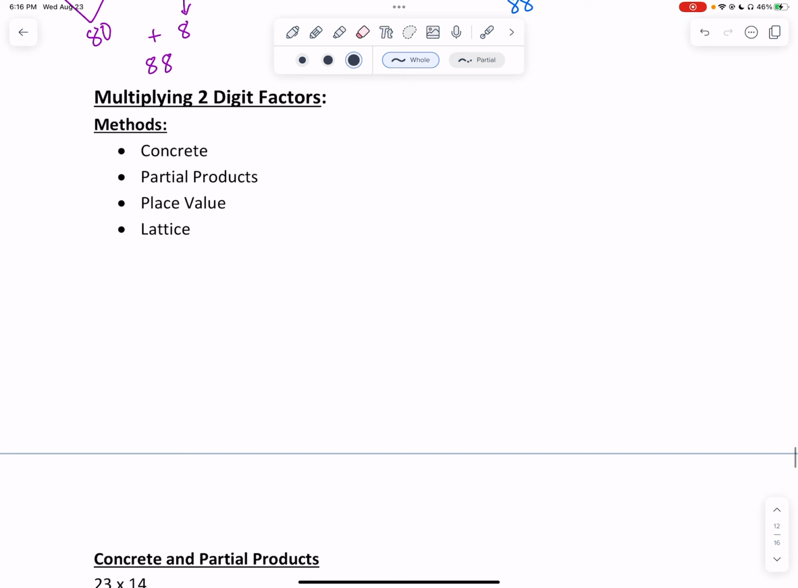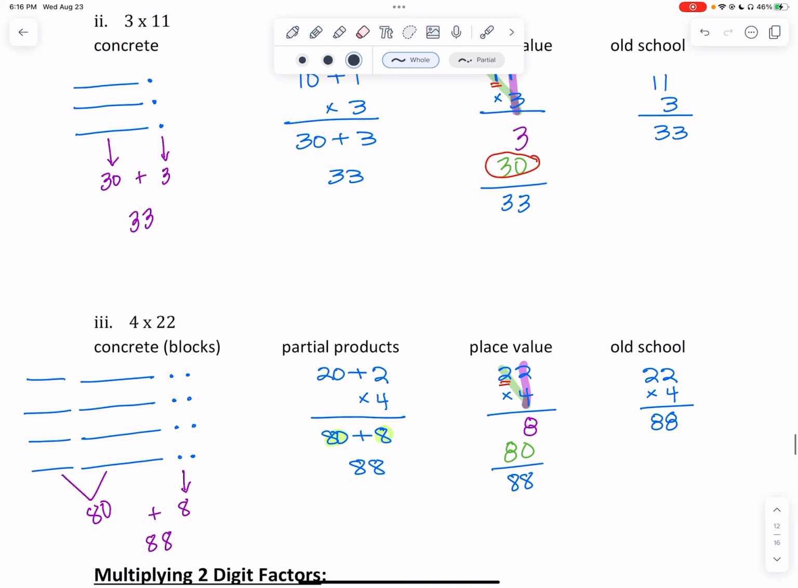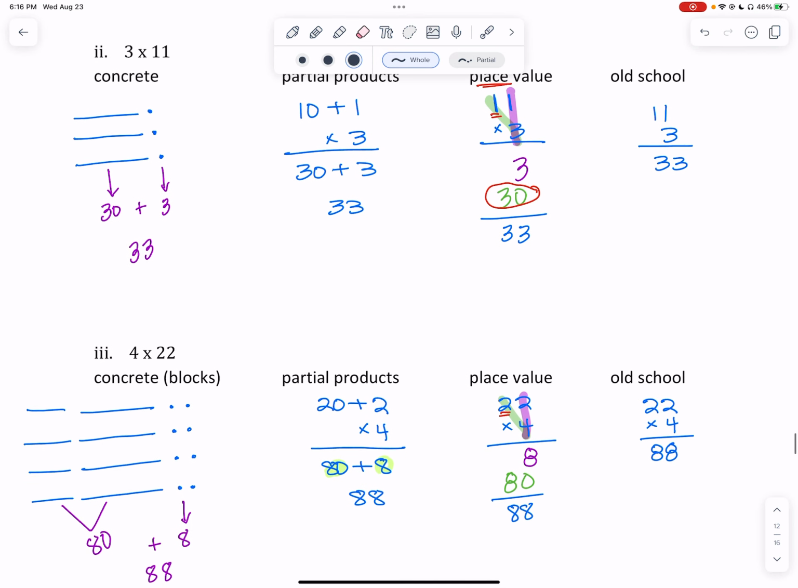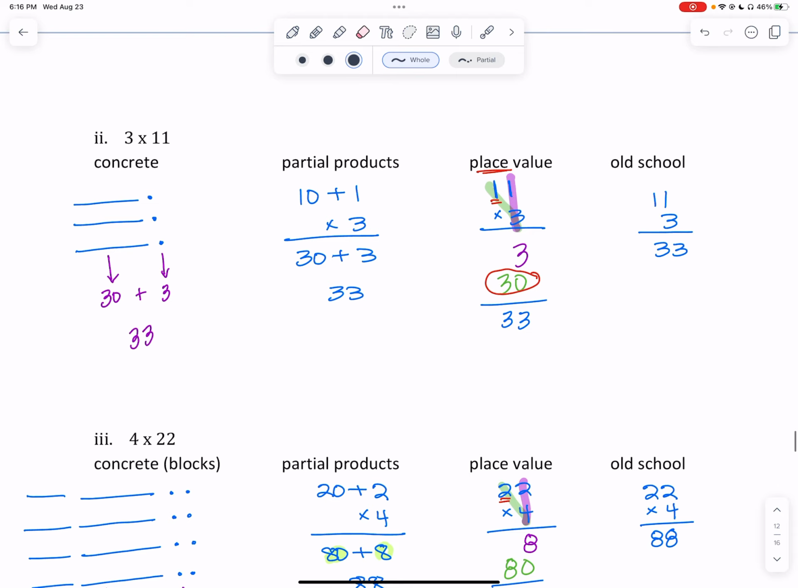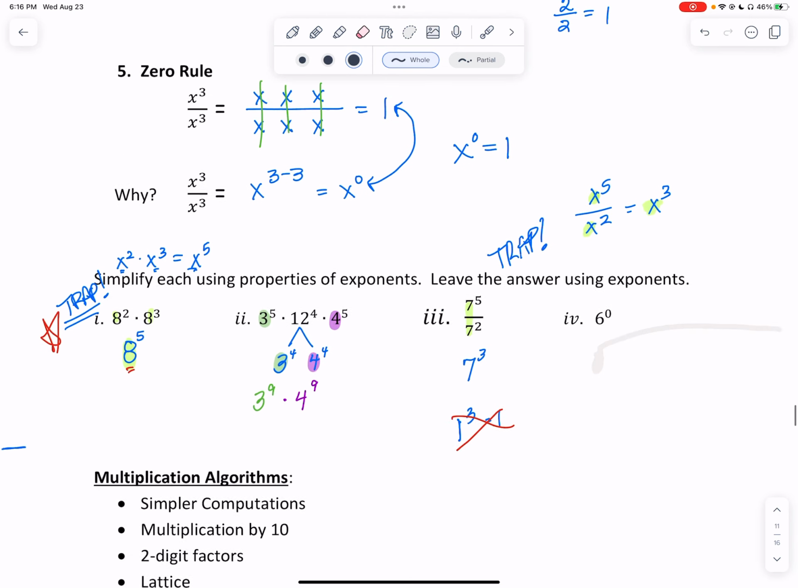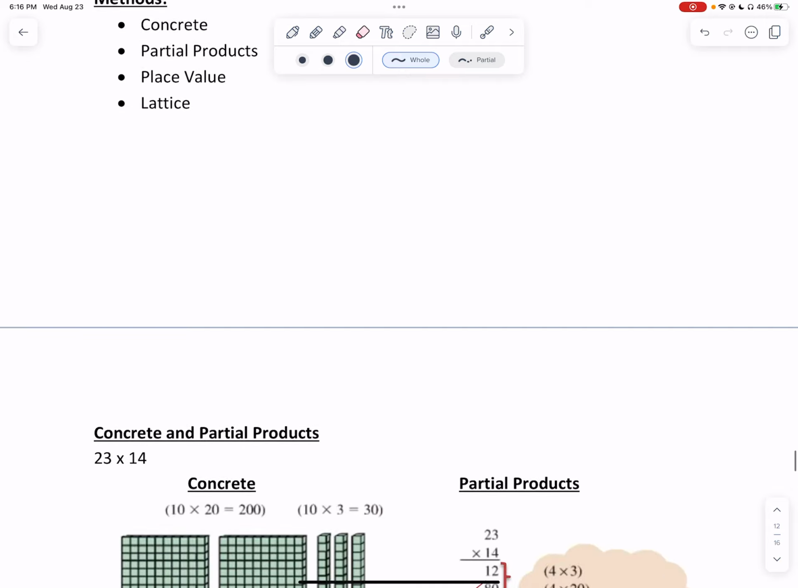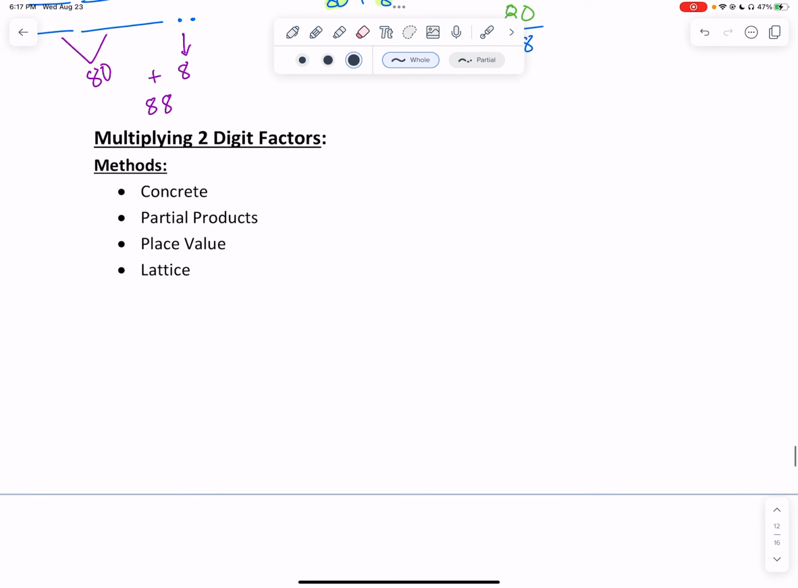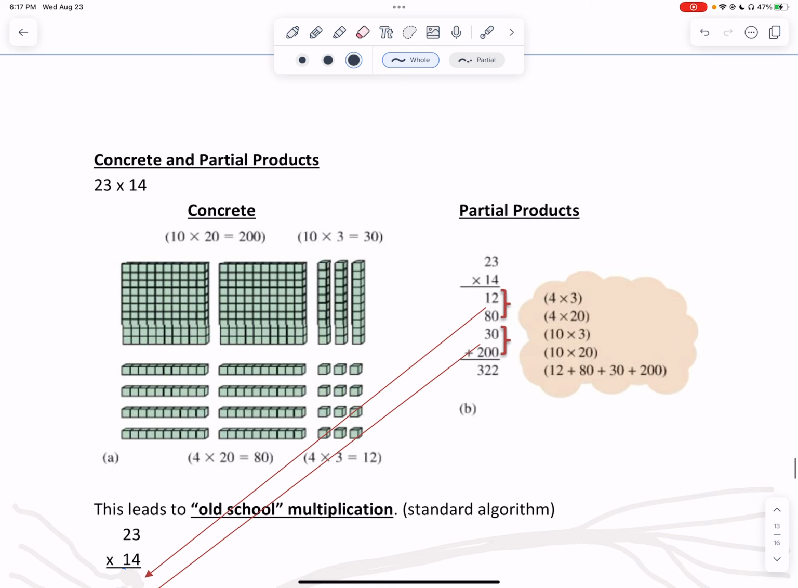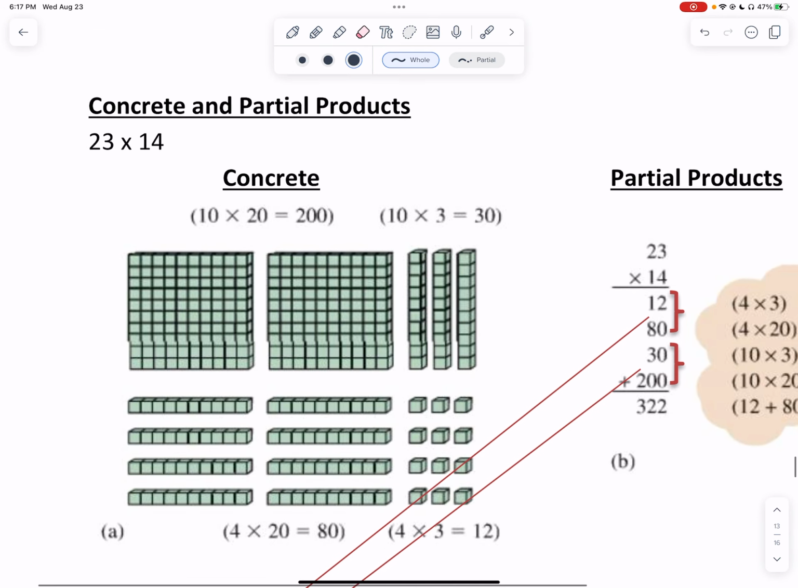So now we're going to multiply some 2-digit factors, okay? So notice all the ones we've done so far have been 1 digit times 2 digit. So now we're going to do 2 digit, 23 times 14. Okay, so first we're going to use our base 10 blocks. You could also use algebra tiles if you don't have base 10 blocks and you somehow have algebra tiles. Okay, so the first thing I'm going to do is do my 23.